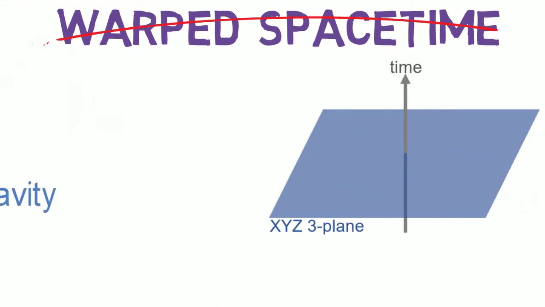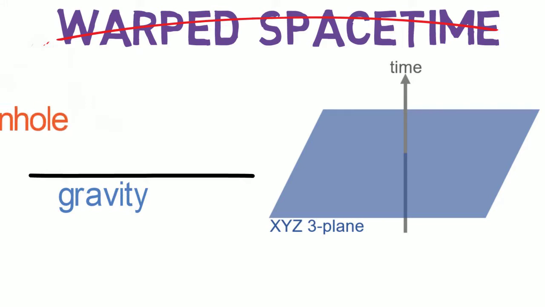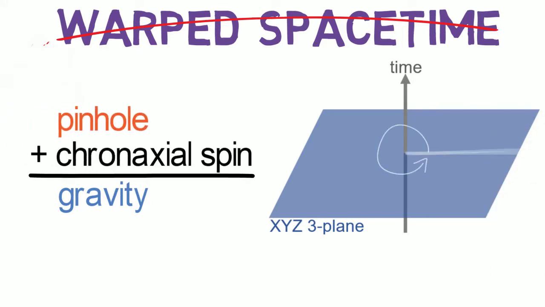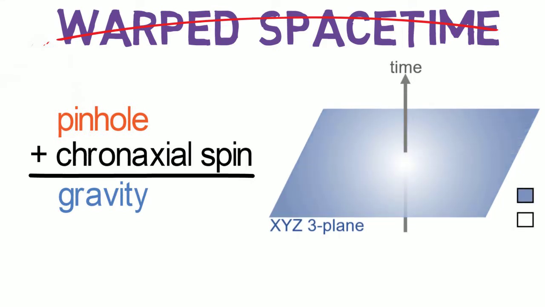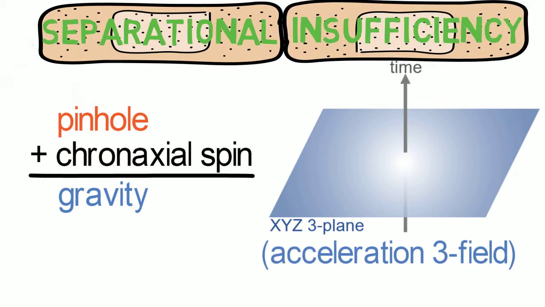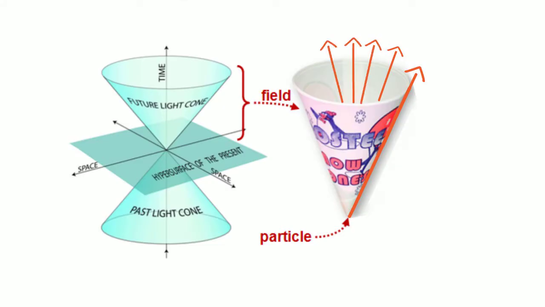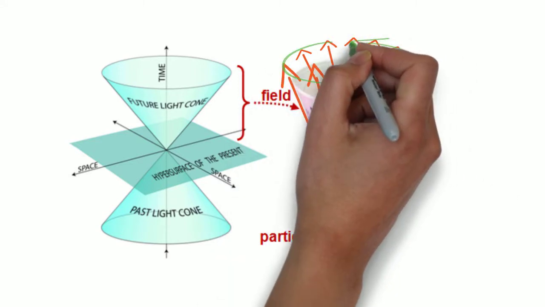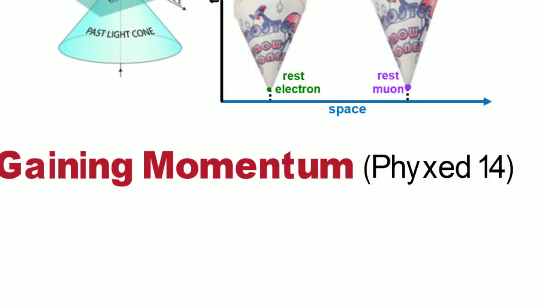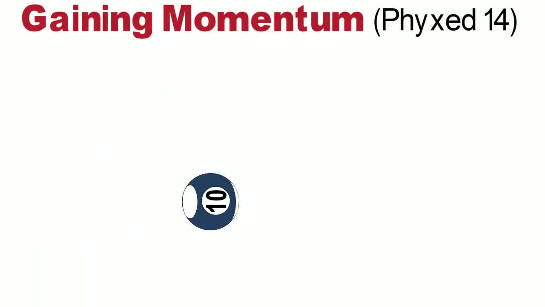Earlier, gravity was modeled from the radial superposition of a pinhole by chronaxial spin. Interval contact was thus distributed instantaneously in a continuous three-field about time. Separational insufficiency of the continuum results, accelerating everything. Last time, energy was equated to chronaxial spin rate. Greater rest mass was attributed to stronger gravitation from the higher associated field frequency. This time, Phyxed gains momentum as the model extends to moving masses.